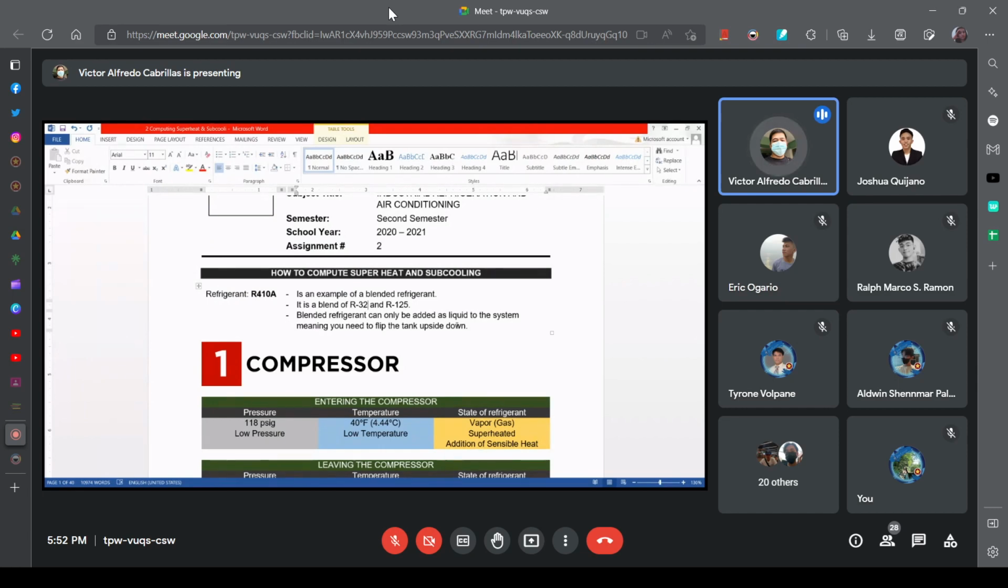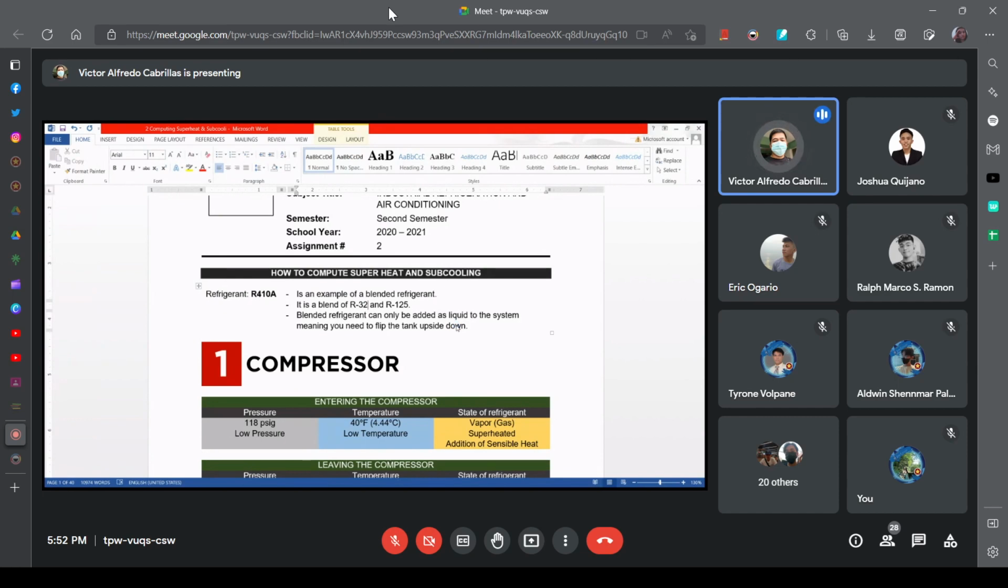Okay? So, since as we all know, liquid stays at the bottom and vapor stays above yung tangke. So, kung gusto niyo liquid ang pumasok, kailangan baliktarin kasi nga yung tangke, yung hose na pinagkakabitan ay nandun sa taas ng tangke.